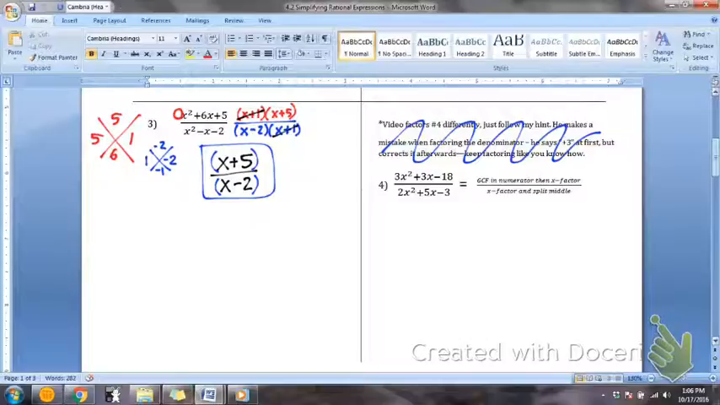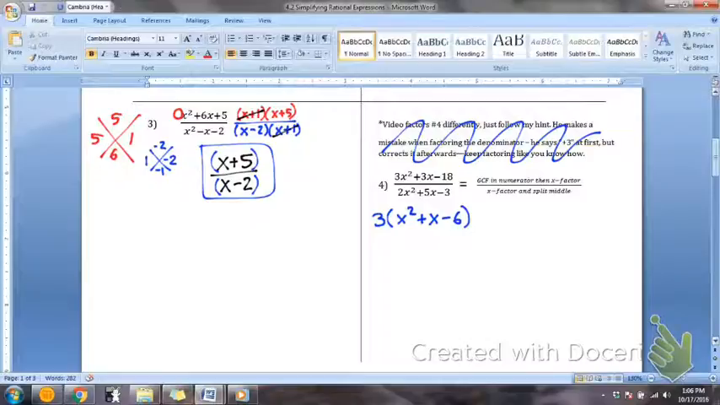So let's look at this numerator. First, I know it's a trinomial, so I'm going to have to factor and split the middle. But is there anything I can divide out of the numerator first before I factor? A 3. Okay, so let's do that. Let's divide out a 3 from the numerator. And 18 divided by 3 is 6. Is there anything we can divide out of the denominator before we split the middle? No. Okay.